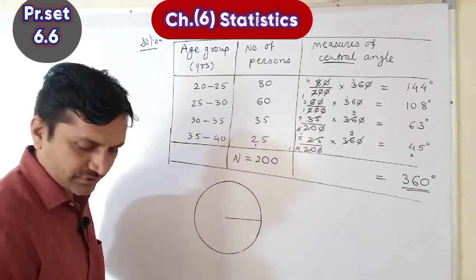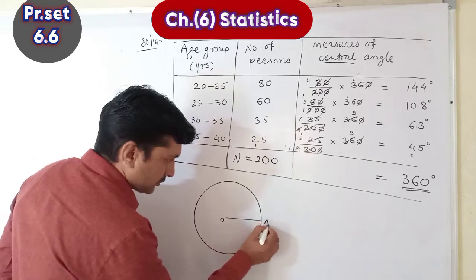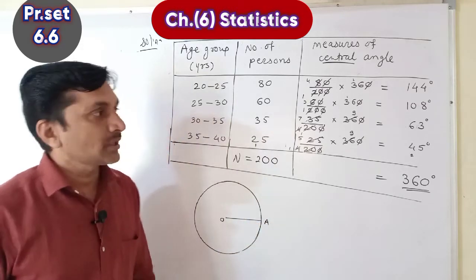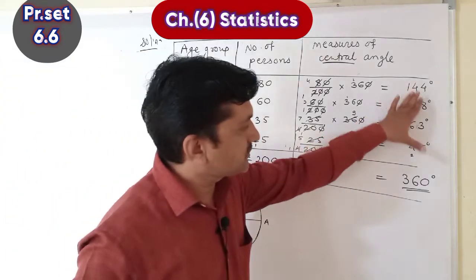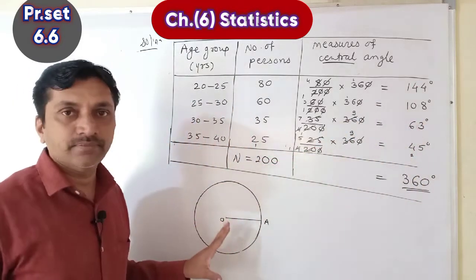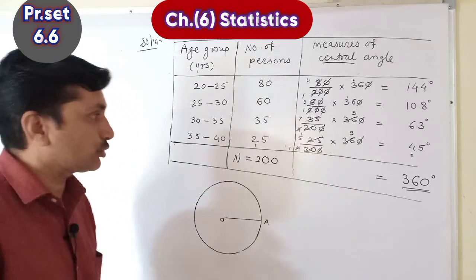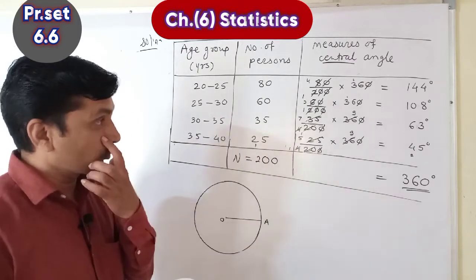Here one radius is fixed. Here I take center O, and here OA is radius, and these are angles. We have to draw all these angles here using a protractor. Okay, now one by one we will draw. First angle is 144.